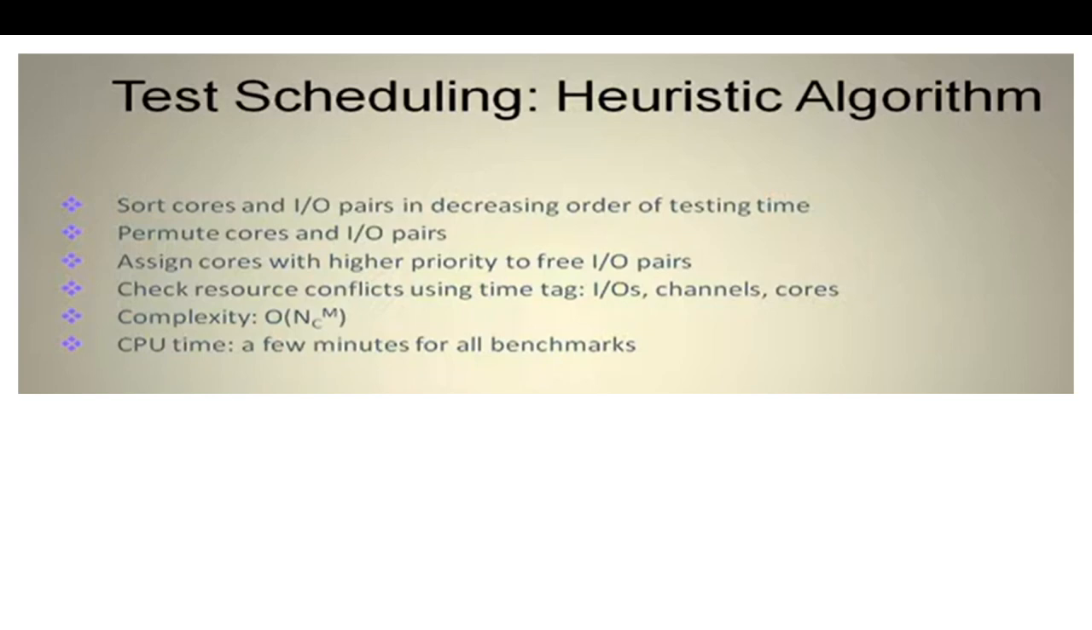Next is the heuristic algorithm, where we sort the cores and IO pairs in decreasing order of testing time. Permute cores and IO pairs. Assign cores with high priority to free IO pairs. Check the resource conflict using the time tag for IO channels and cores. The complexity is big O of C to the power m. CPU time is a few minutes for all benchmarks.